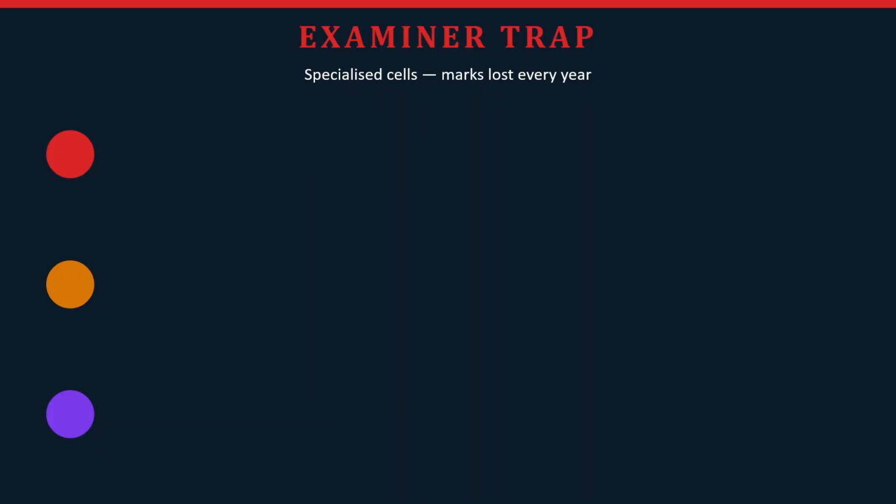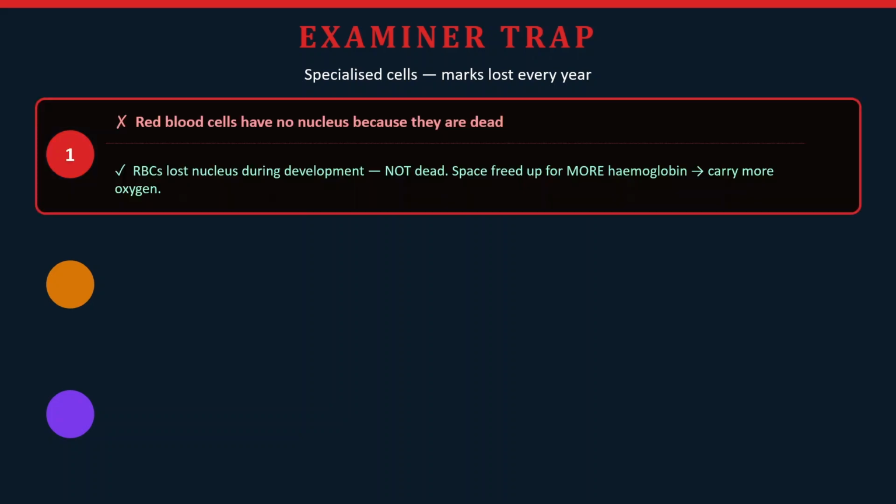Now this is examiner trap time. Three classic mistakes that students make every year on specialized cell questions. Trap 1. Students write, red blood cells have no nucleus because they are dead. Wrong. Red blood cells are not dead. They are functioning perfectly. The nucleus was removed during their development deliberately to create more space for haemoglobin so they can carry more oxygen. They are very much alive and doing their job.